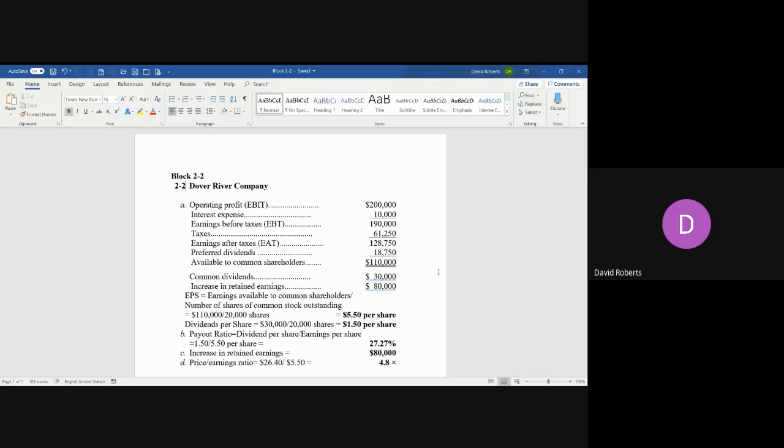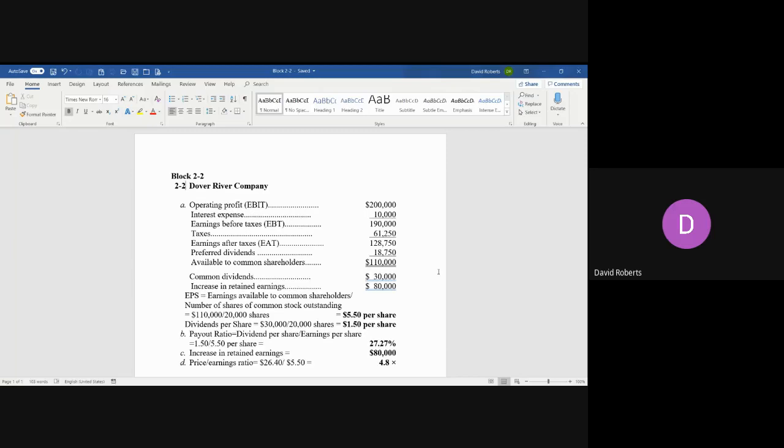The payout ratio is simply the dividends per share divided by the earnings per share. So of the $5.50 you earned, you only paid out $1.50, which is just over 27%. As I mentioned earlier, there is an increase of $80,000 in retained earnings from what I described above.